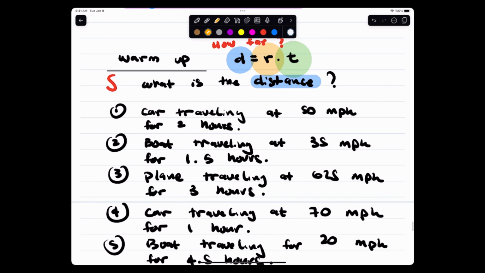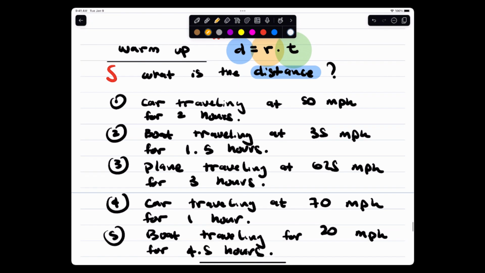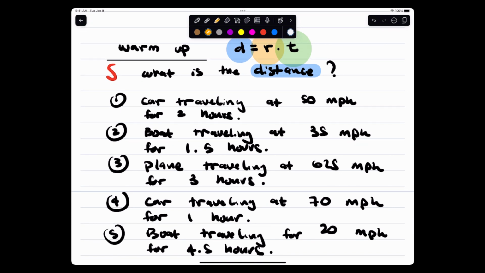So we're going to warm up with that simple calculation we did yesterday. And it's going to say, what is the distance? Okay. And here are the 5 questions. So I'm going to change this to a colon. And notice this. What are they giving you? If a car is traveling at 50 miles per hour, what is that going to be? That's a rate. Do you guys agree with that? How do you know it's a rate? Because the units here, mph, tell you that you're dealing with a rate called R.